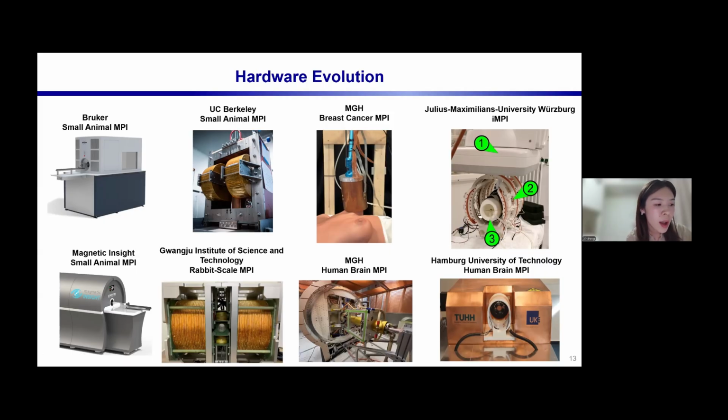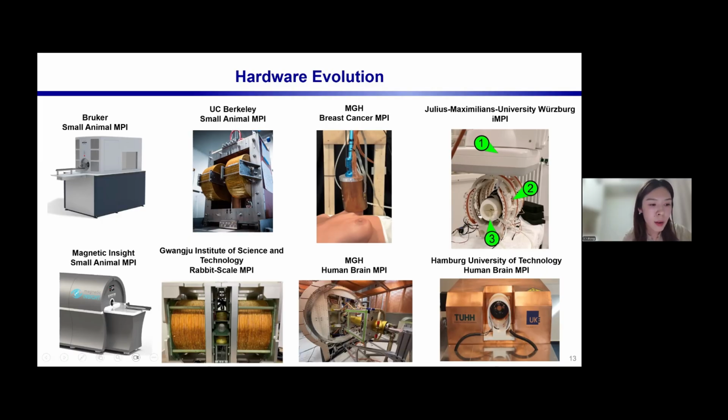But I think the most exciting development we're seeing right now is the leap from small animal imaging to human scale imaging. The major trend here is moving toward localized human imaging. Researchers are now focusing on specialized systems, for example, for brain imaging. We see one at MGH, another at Hamburg University.